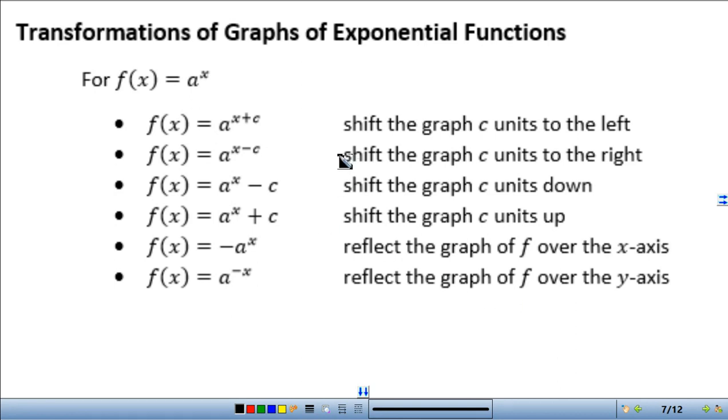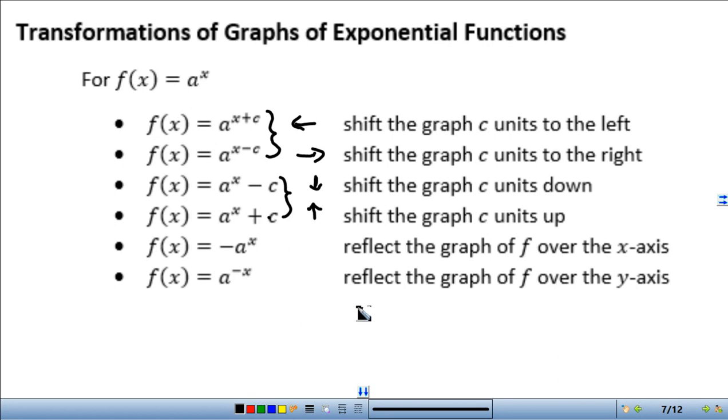Big transformations that I want you to know: if the shift, and when I say shift, I mean the c, is paired with the x's. If it's minus c, it's a shift to the right. If it's a plus c, it's a shift to the left. And again, when it's paired with the x's. Pardon me, if it's not paired with the x's. If it's a minus c, it's a shift down. And if it's a plus c, it's a shift up.